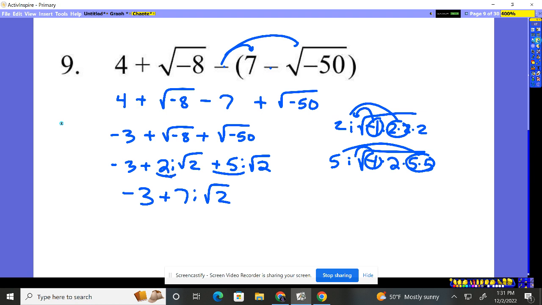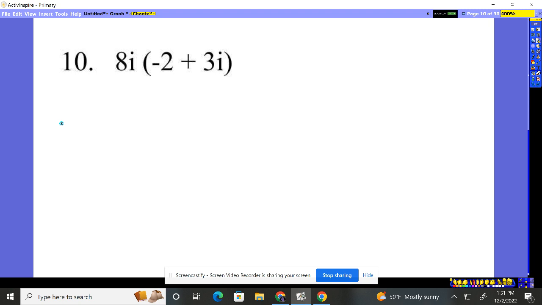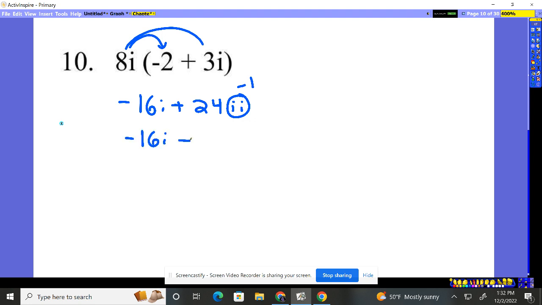We're just counting. Number 10, well, let's distribute it through. Negative 16i, easy enough. What about this? Well, 8 times 3 is 24, and we have an i times an i. Wait a second. What is i squared? i squared is worth negative 1. So this becomes negative 16i minus 24.